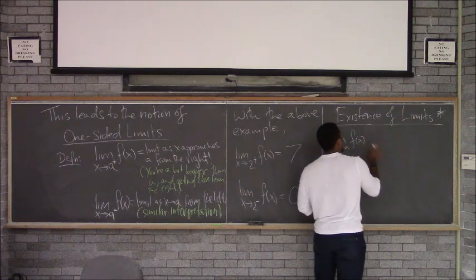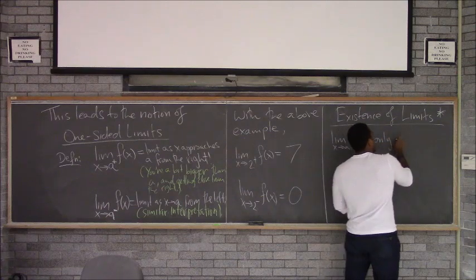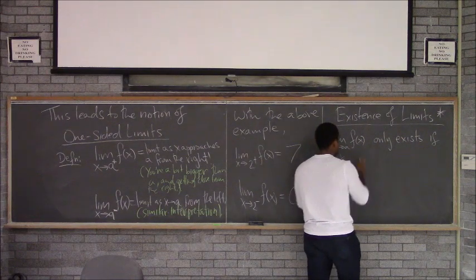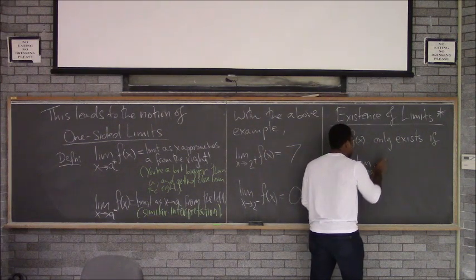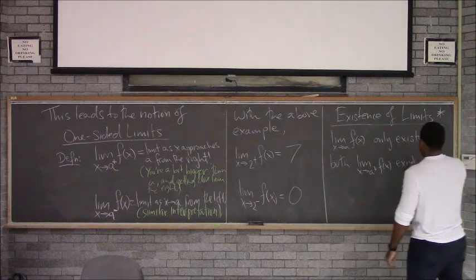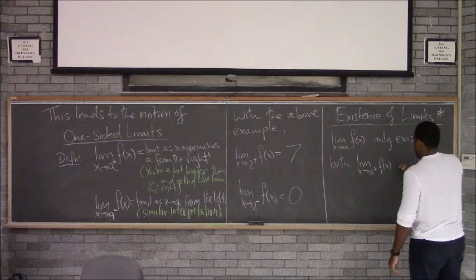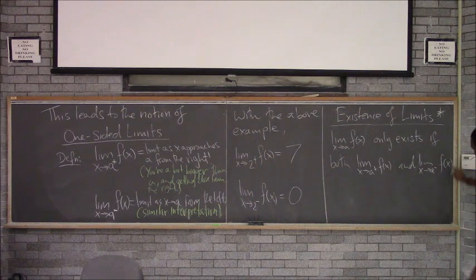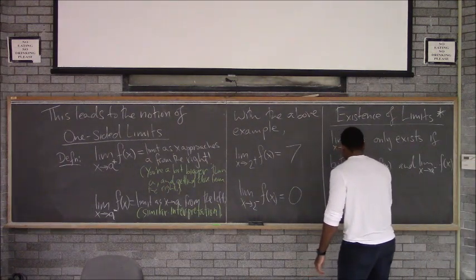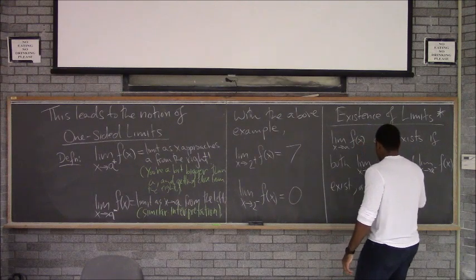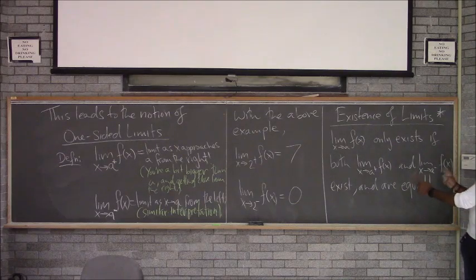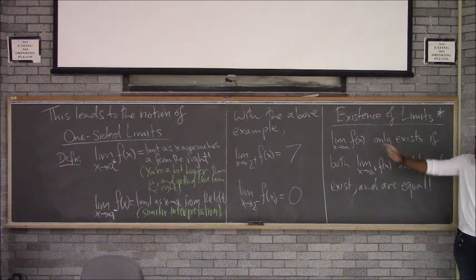The limit here only exists if both one-sided limits exist. And they must be the same, equal. So if coming from one side or the other, they either don't exist or they give you different values, we say overall, this limit does not exist.